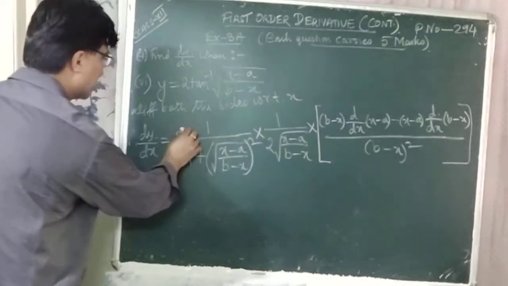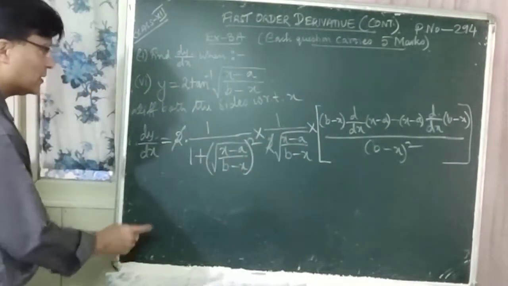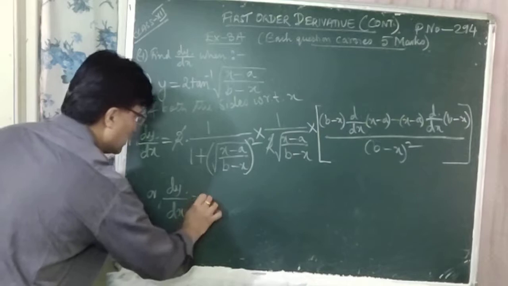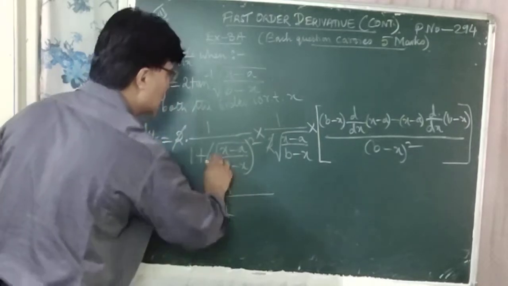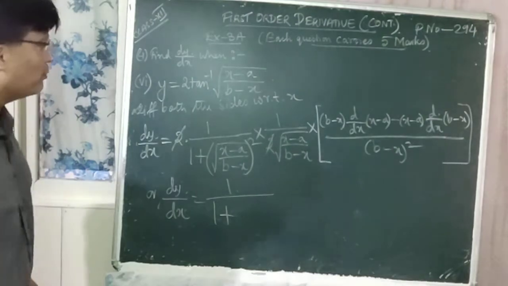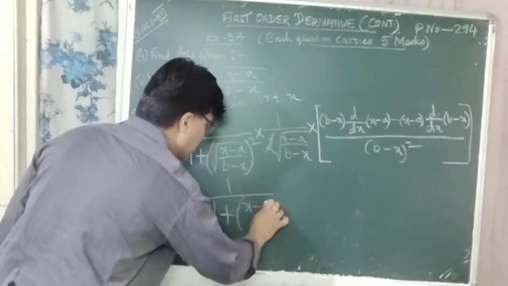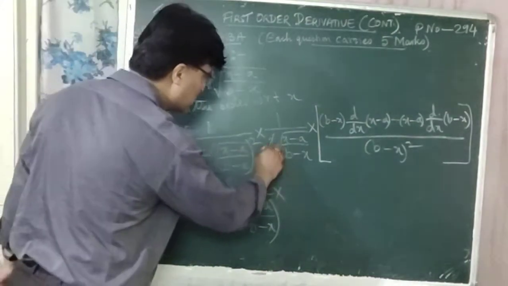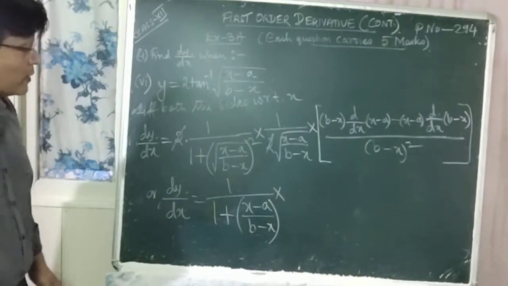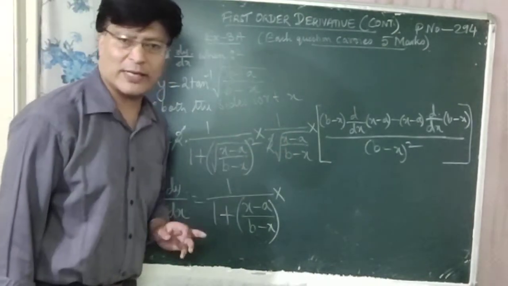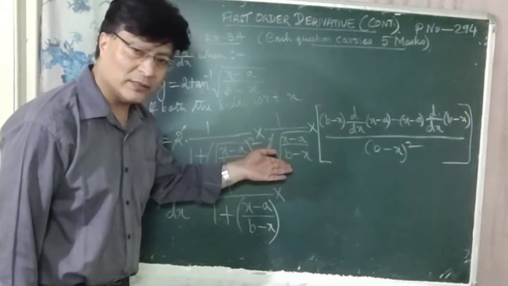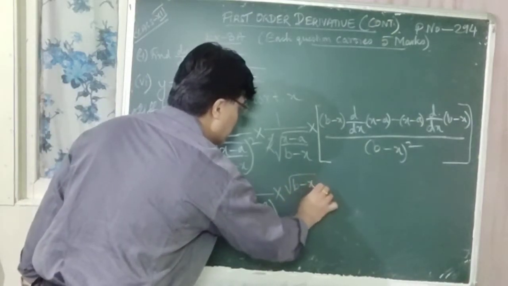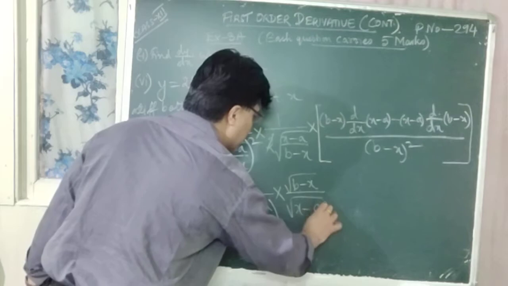So now you can cancel these 2, right? So let's simplify it further. It is dy by dx is equal to 1 upon 1 plus, what is square root whole square? Square root will be removed, isn't it? So it is x minus a upon b minus x, right? Into, now this is square root in the denominator. So you can write square root in both the numerator as well as in the denominator. Now this root over b minus x goes up in the numerator. That is root over b minus x divided by root over x minus a.